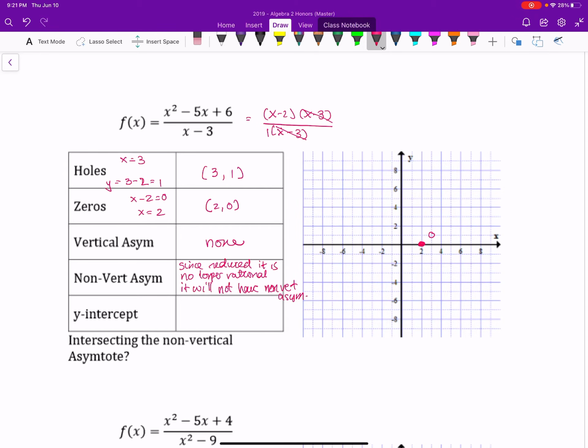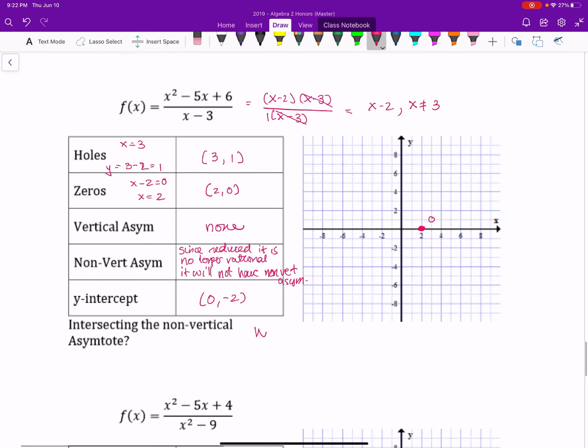It's literally whatever is left here, which is x minus 2. Just keep in mind that x cannot equal 3. So that's just the equation of a line. The y-intercept is 0, negative 2, right? Remember, substitute in a 0 for x. And in this case, it's NA for the non-vertical asymptote because there is none. So in this case, it's none.